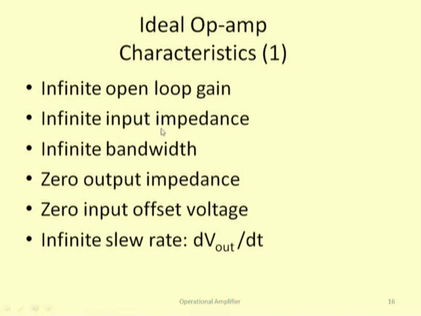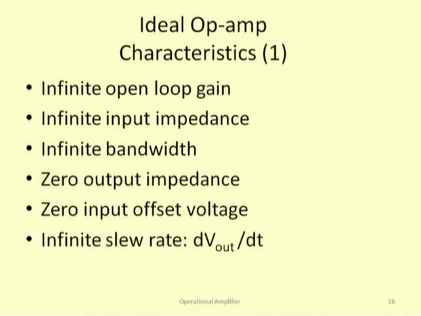The second parameter is the input impedance. We expect that the op-amp should provide infinite input impedance. Why are we interested in infinite input impedance? If the input impedance of the op-amp is high, then the loading on the previous stage will be lesser. That is the reason we want infinite input impedance: the op-amp will then load the previous stage less.